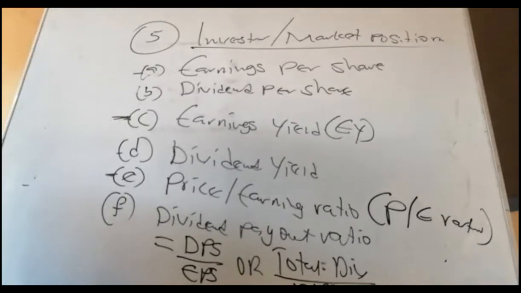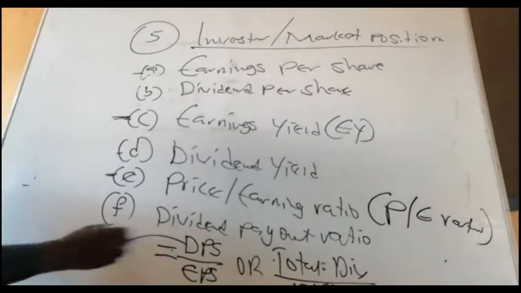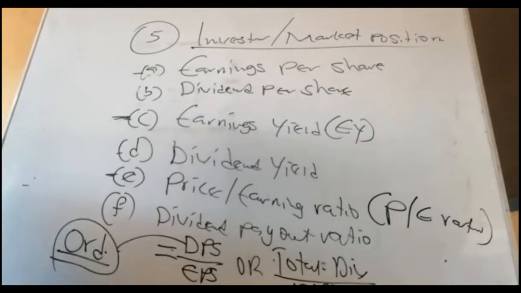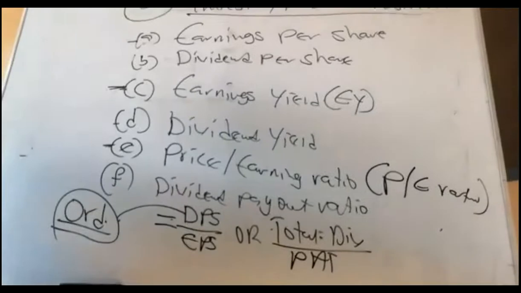How do you calculate it? Just take the dividend per share divided by the earnings per share, or take the total dividend divided by the profits after tax. The dividend we are interested in should be the ordinary dividend, not the preference dividend. It is the summation of the interim dividend and the final dividend declared for the year. So that's the formula for the dividend payout ratio, the proportion of the earnings that you are distributing back to the owners.